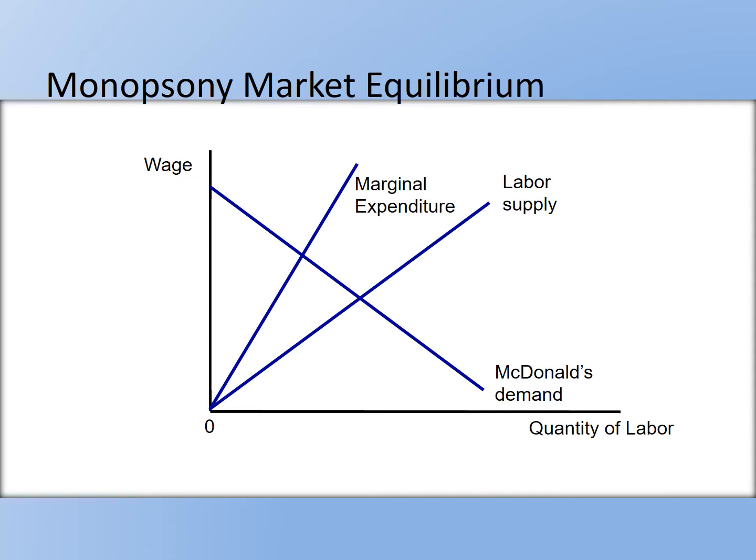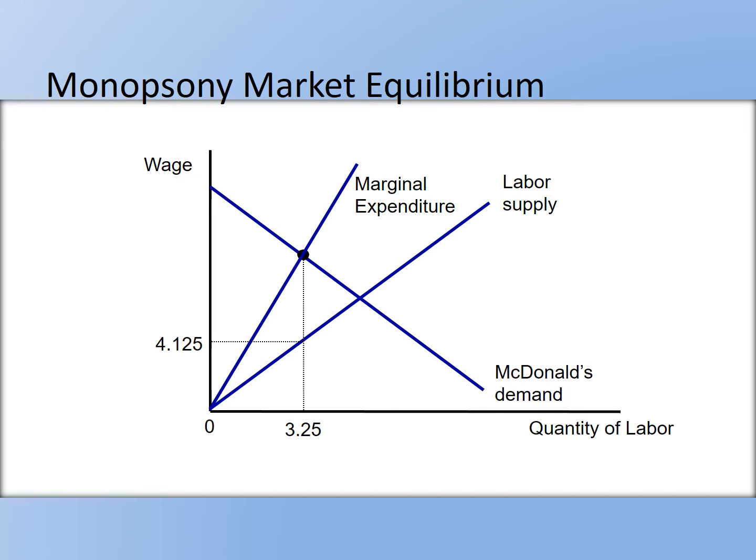It's strictly increasing, and it's going up faster than supply curve because supply tells you how much these workers want to be paid. The marginal expenditure takes into consideration that when you hire more workers, you are giving raises to workers who otherwise would have been willing to work for less. So you're giving everyone a higher salary, and that's a lot of money, so it's higher.